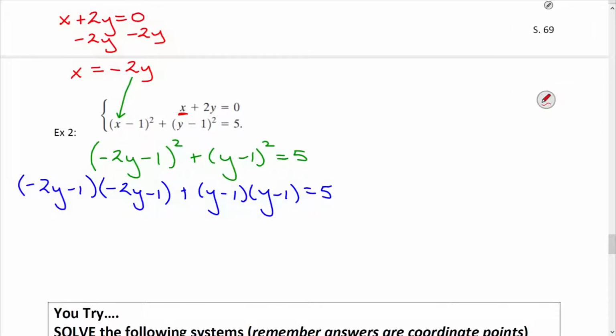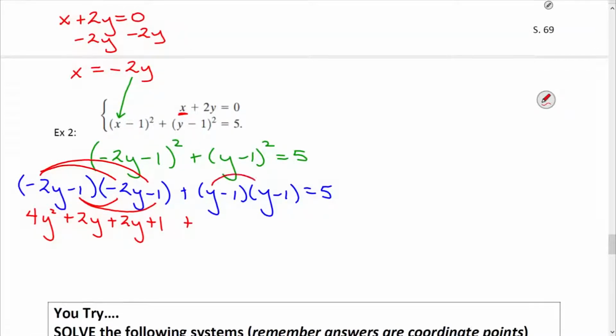So then I'm just expanding these. Negative 2y times negative 2y is a positive 4y squared. Negative 2y times negative 1, a negative times a negative is a positive 2y. And negative 1 times negative 2y, a negative times a negative is a positive 2y. And then negative 1 times negative 1 is a positive 1, plus.